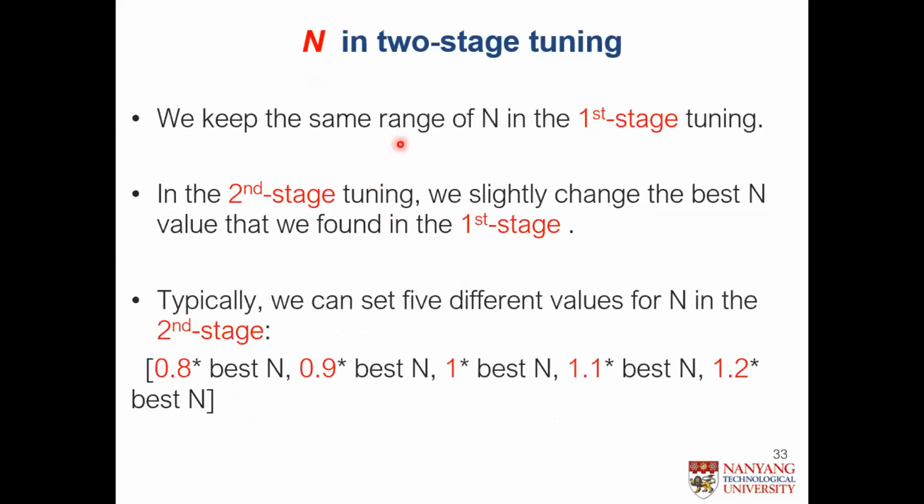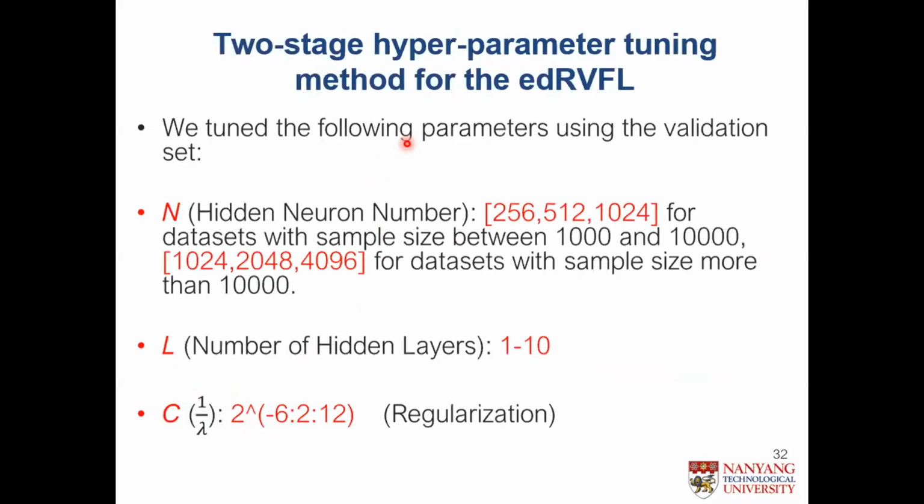So in the first stage, we look at only 3 different values for the hidden neurons, depending on the number of training samples. When the number of training samples is in this range, we considered hidden neurons at these values. When the number of training samples is larger than 10,000, we considered this number of hidden neurons.